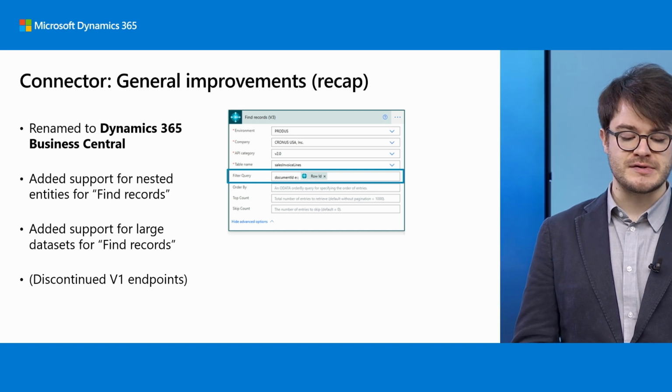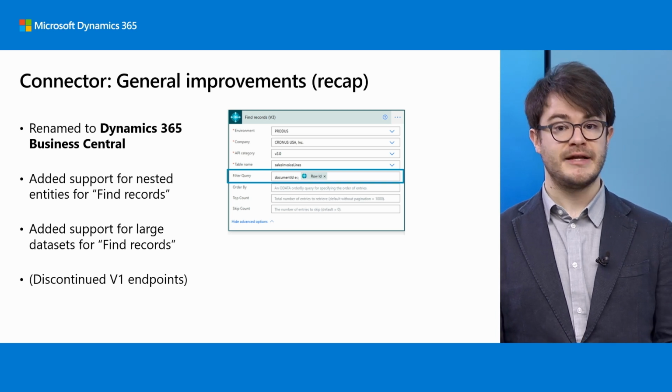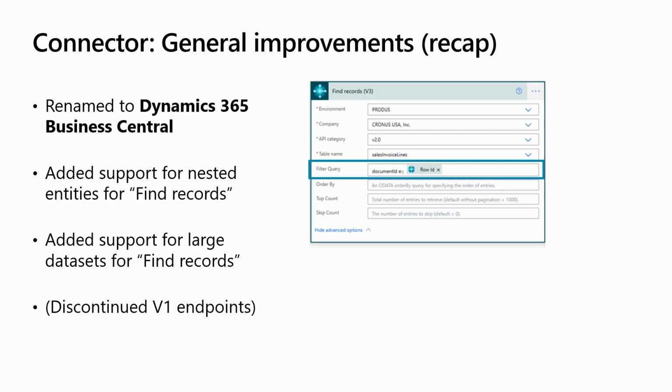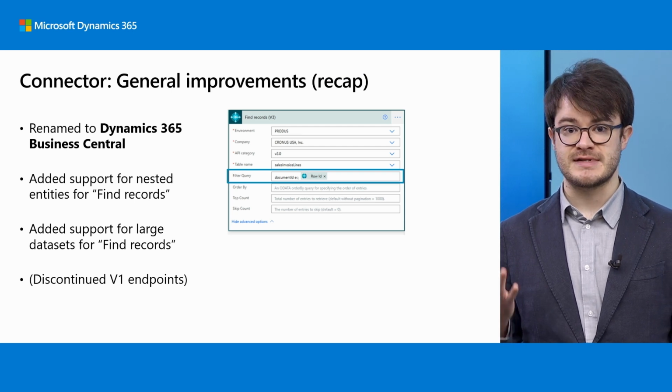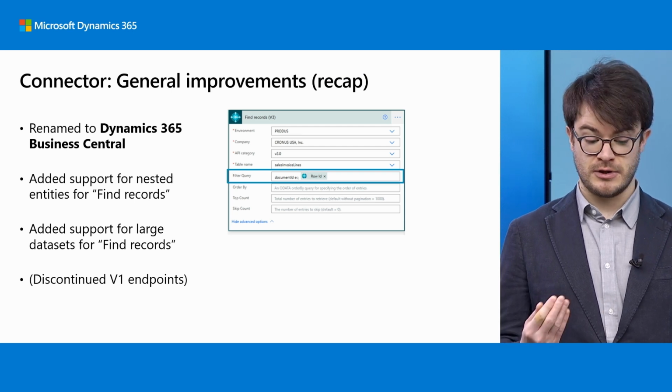So this action was always able to retrieve related records by using a filter query. In the example in my screenshot, you can see I'm filtering on the document ID to get the sales invoice lines. So we did some improvements on the API level because this was causing some issues for some specific endpoints. Now that's no longer the case.